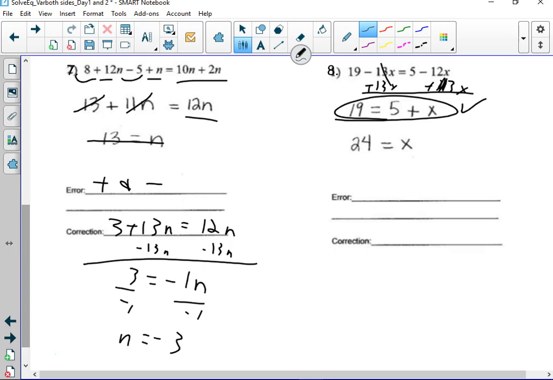The error is, again, in adding and subtracting, because this person added 5 to both sides. They just said, oh, plus 5. 19 plus 5 is 24. But you got to remember, if you have 19 equals 5 plus x, you need to subtract 5 from both sides. So x is 14.